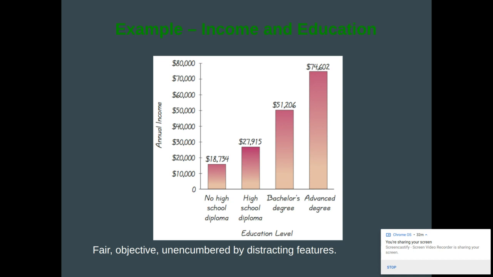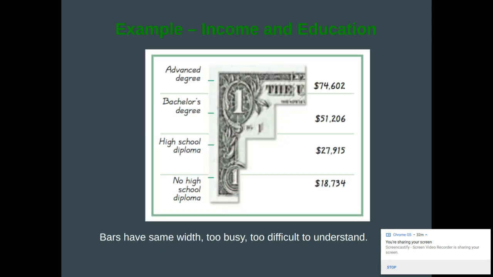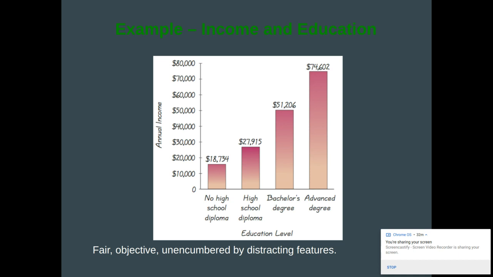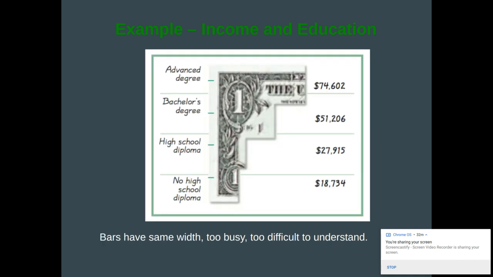So here is a nice, fair, objective, unencumbered by distracting features look at this information. This is simply annual income averages based on education level. All three of these are the same information. We can see here that it's pretty clear what is happening with the information. Again, we've got these bars. These numbers on top are not required, but it is really nice. It gives you an exact value, clearly what's going on. So if you're creating anything, make sure you keep an eye on what you're doing.